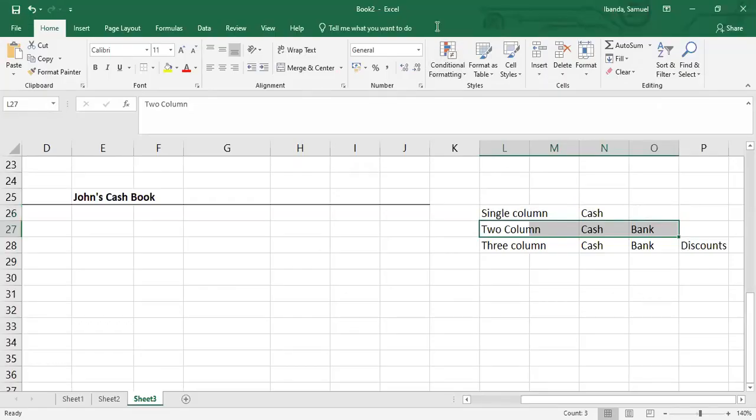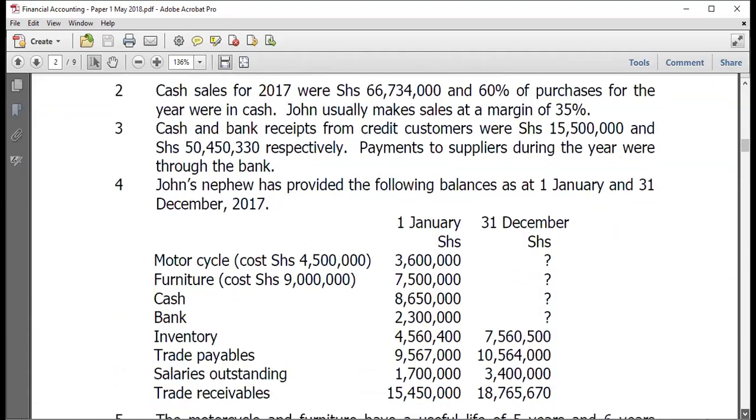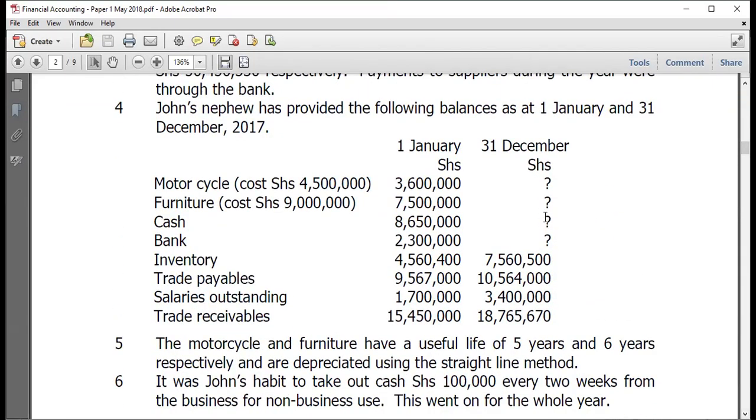Now, the question should be, why even are we drawing up this cash book? Of course, it has been asked, but when you look at the values they have given, cash and bank, they have not given us the values at the end of the period. So when we are drawing up our cash book, we are also deriving our balances at the end of the period. So that is our intention, and that's why I'm choosing to use the 2 column cash book.